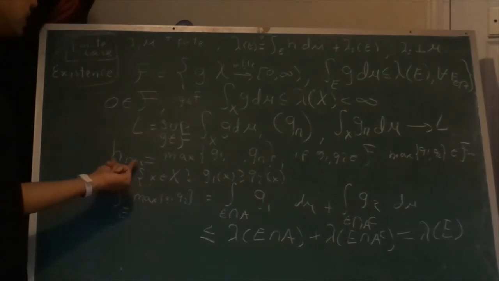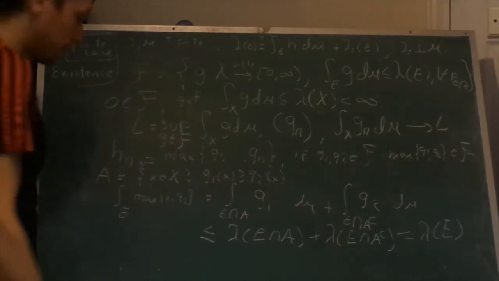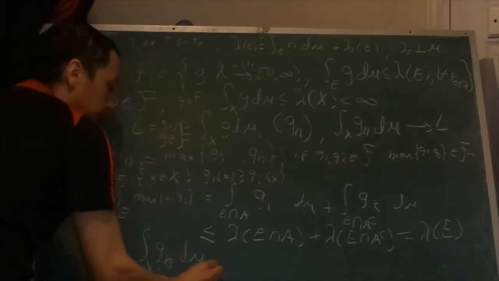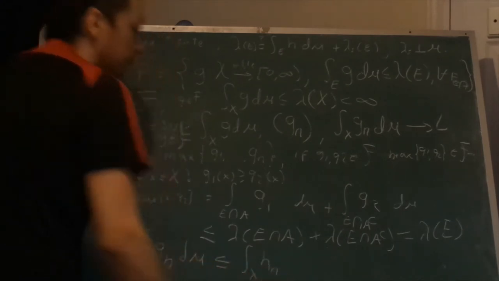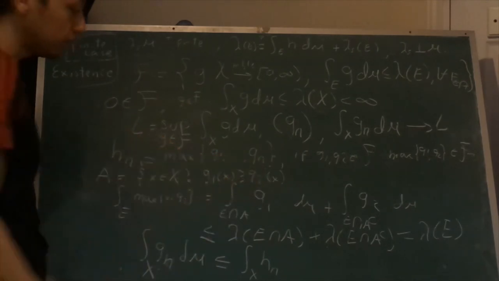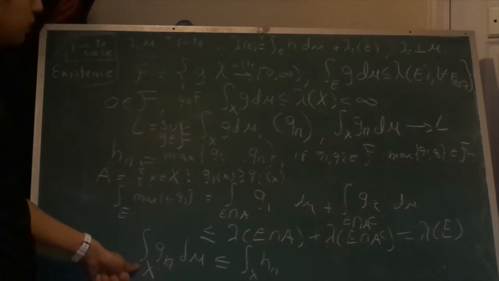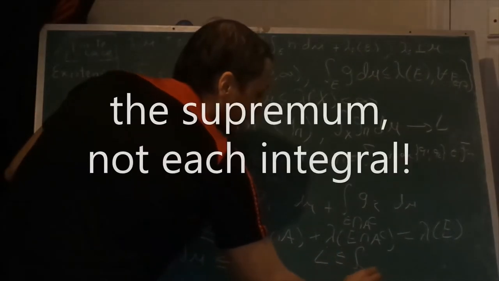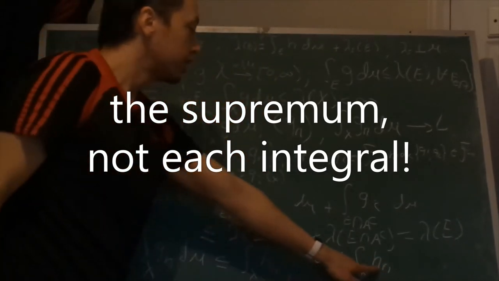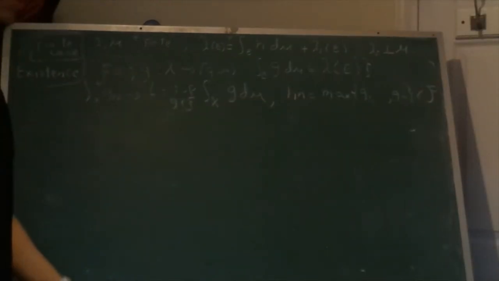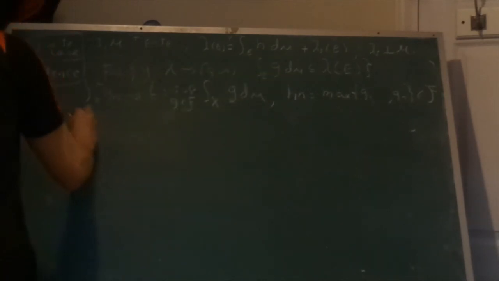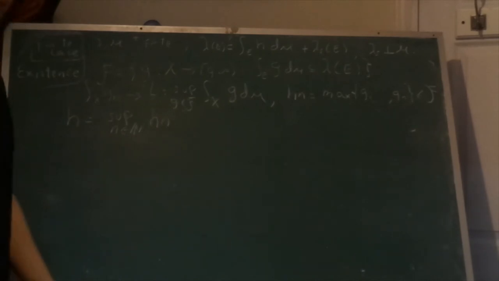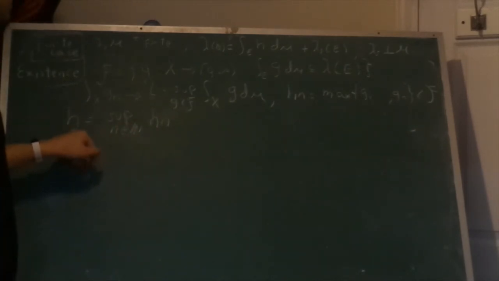So, this sequence hn is a sequence in F. The integral of gn for any n is less or equal to the integral of hn, because hn is always bigger than at least gn. This side converges to L, so L is less or equal to the integral of hn, and hn is a member of this family. Alright, so we have all the ingredients we needed to define our candidate h. h will be the supremum over the natural numbers of this sequence hn. This is a measurable, positive function. A good question is, is h still in F?